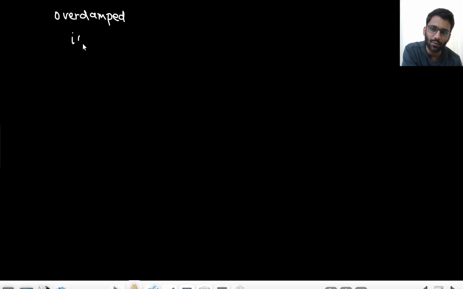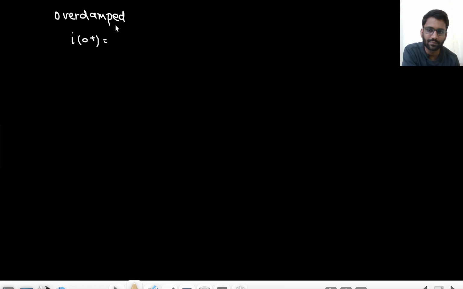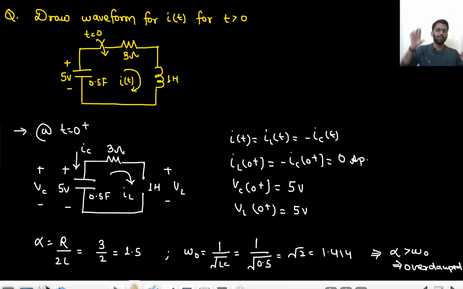I of 0 plus was 0 ampere. Since there is no source, what will be I of infinity? That will also be 0 ampere. Current initially was 0. At steady state as well, it will be 0. Because at steady state, the capacitor will be open circuited. So the current will be 0 only. So from 0 to 0, it will go. But will it be positive or negative?